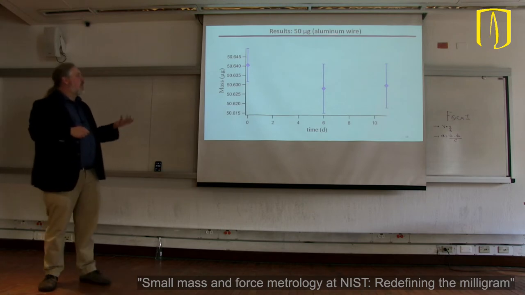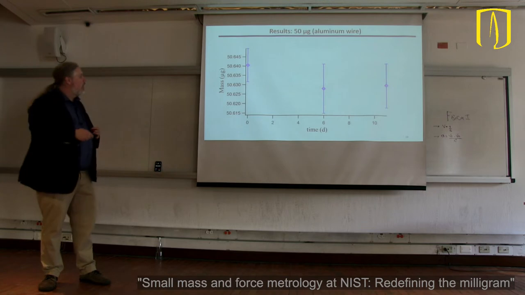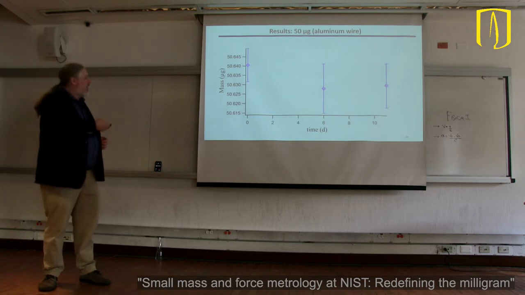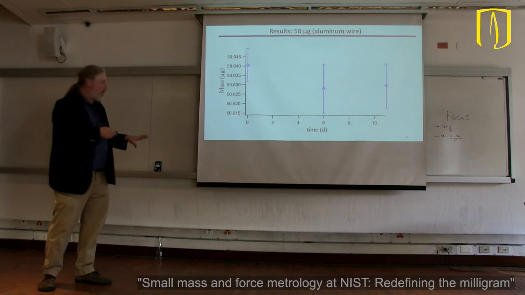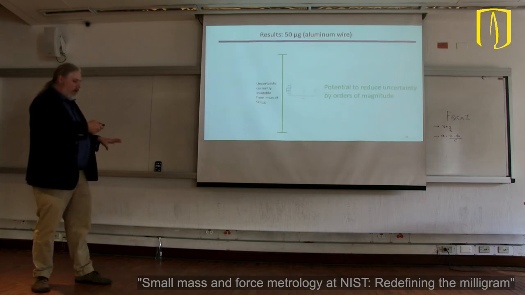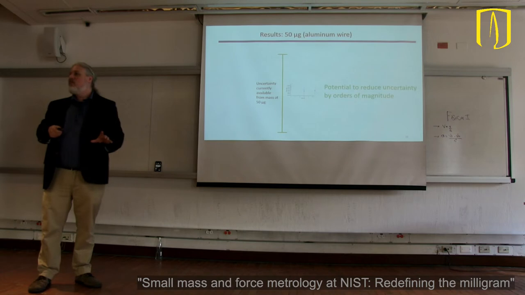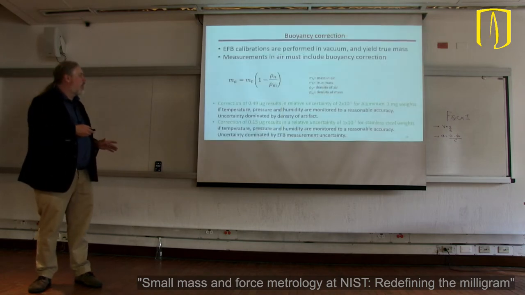This is an example of a 50 microgram aluminum wire mass that we measure here. This is not your mass. This is a different one. We're doing an intercomparison right now, so I'm not spoiling the results of the intercomparison. This is the uncertainty that's currently available for the commercial products. This is what we measure on the EFB. So we can get orders of magnitude improvement in this uncertainty by using our bag of tricks.